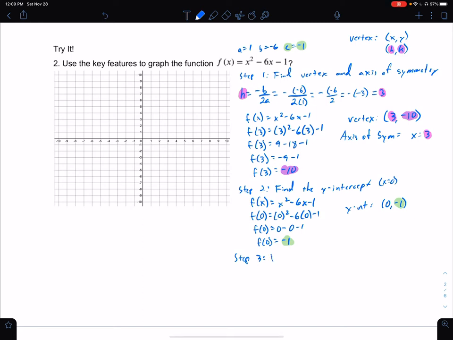And then step 3, you're going to plot the vertex, the y-intercept, sketch the axis of symmetry, and then in all of that, we'll plot a third point. So let's start with the vertex, which would be 3, negative 10. That's going to be down here. I'm going to put my axis of symmetry right away, right through that vertex. My y-intercept is 0, negative 1, so that's going to be right here.